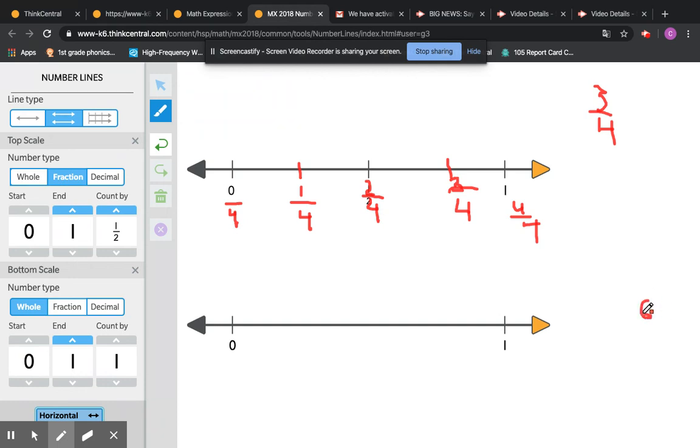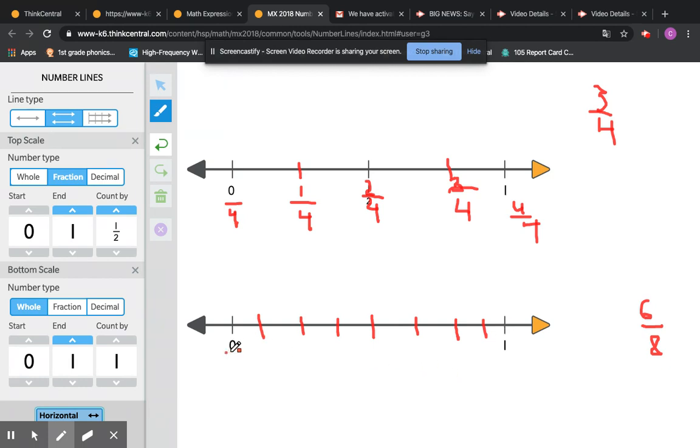Here I'm going to be plotting 6/8, which means I need to divide my number line into 8 equal sections. So I'm going to start by dividing in half first, then in half again, and then in half again. And I find that that way is easier for me to divide. Lastly, I'm going to count my sections to make sure I have 8, right? So I have 1, 2, 3, 4, 5, 6, 7, 8. Okay, so I am right.